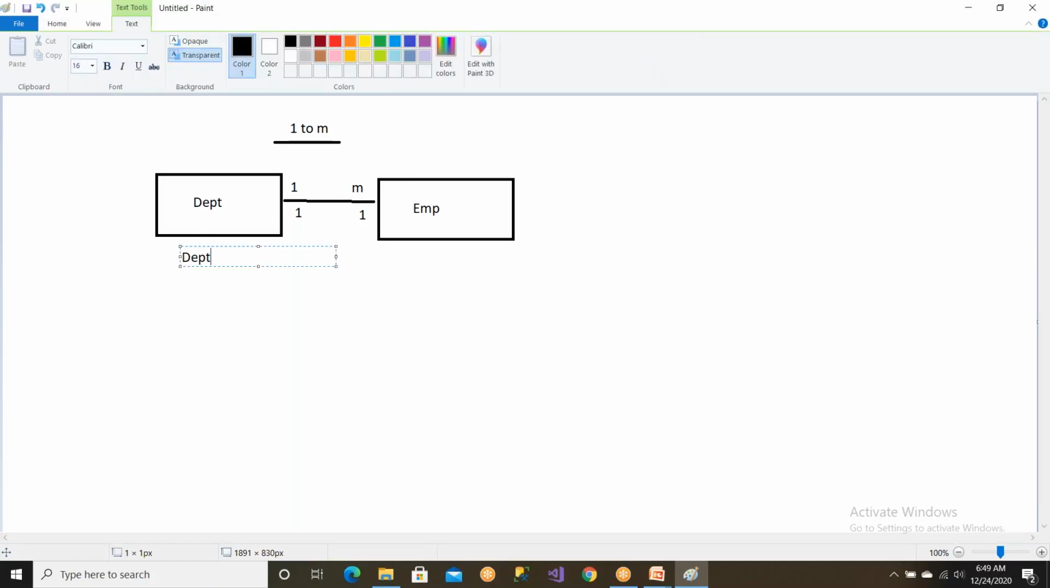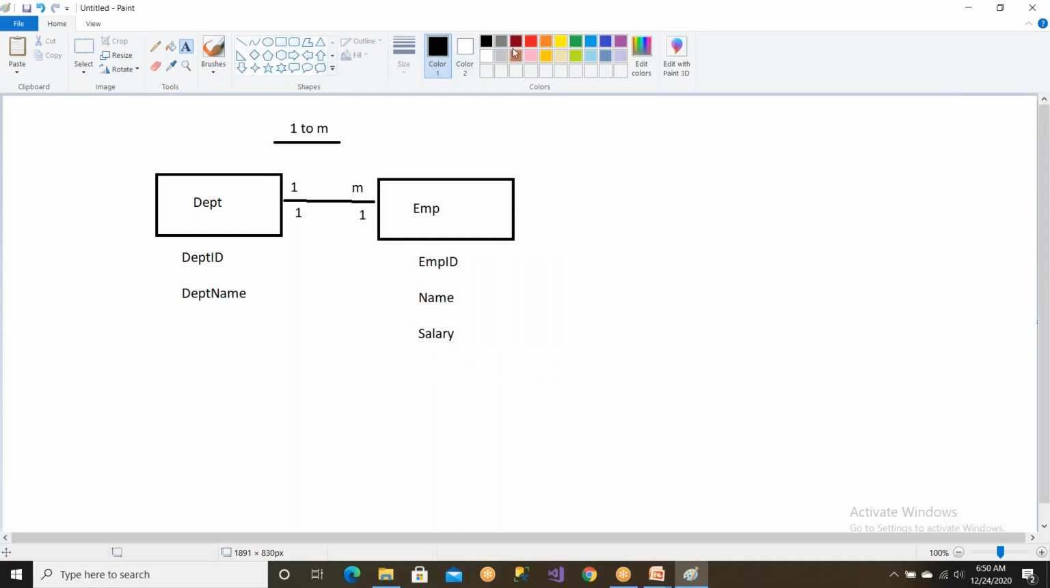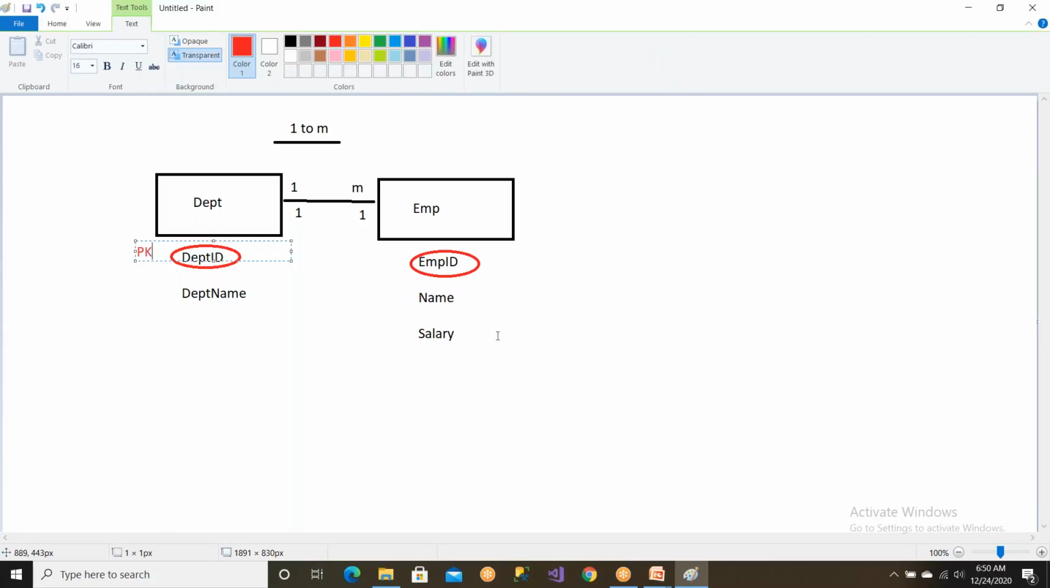Once you identify the entities, then you need to know what the attributes are, that means column names. You will have a lot of columns here, but I wanted to take only a few columns. Now, which is the primary key? In this table, the primary key is this. In this table, the primary key is this. Clear? Now, how can we create a primary key and foreign key relationship?